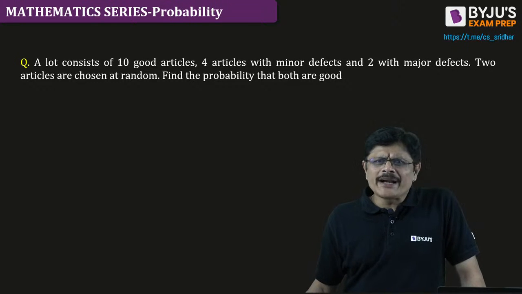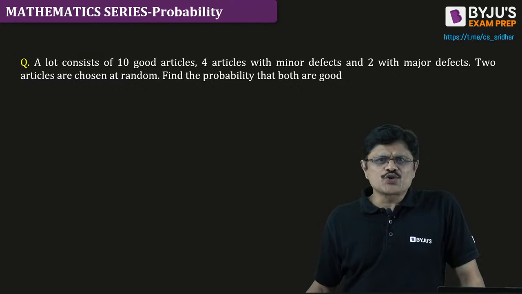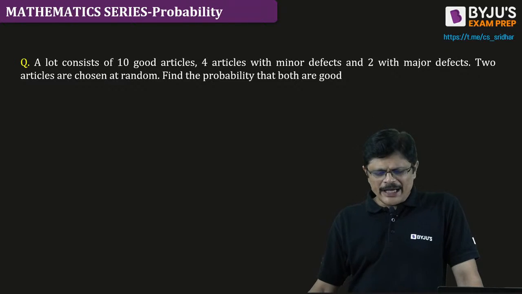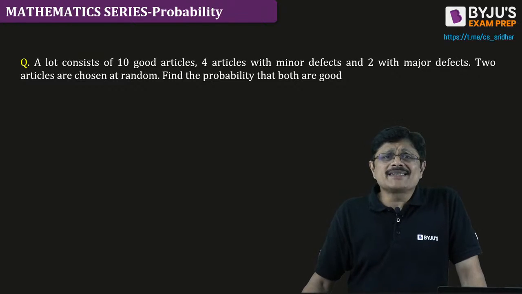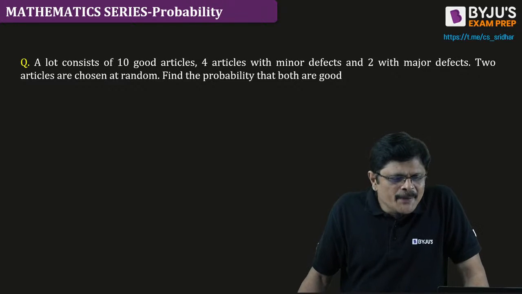The next one. So you can have 2 categories or 3 categories. Same story. 2 articles are chosen at random. Find the probability that both are good. We have 10 good articles, 4 articles with minor defect and 2 with major defect. 2 articles are chosen at random. Find the probability that both are good.